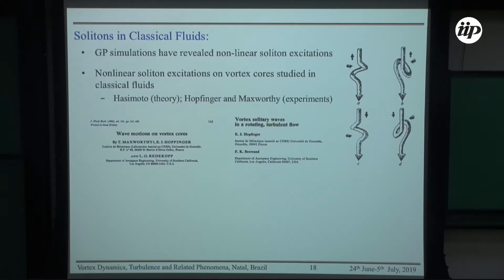Okay, so what we've learned from these simulations is that these soliton excitations can exist. And in fact, if you look at the history of the study of solitons and vortices, there are 3 key works that emerge. So there is this paper by Hashimoto that first recognized that soliton-like excitations can exist in vortices. And then this was confirmed in classical fluid experiments by Hopfinger and Maxworthy in these papers. One of them is Nature, and I believe the other one is a JFM paper.